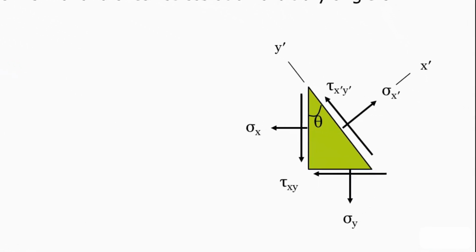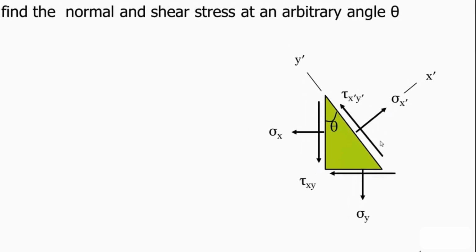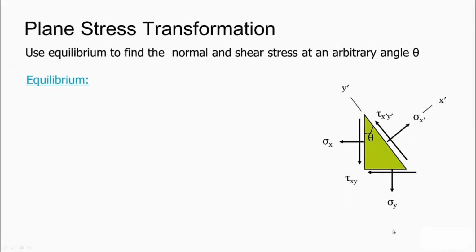What we need to do then is to determine what this new sigma x prime and tau x prime y prime are, our new normal and shear stress in our transformed coordinate system. And we do this by looking at equilibrium. But it's very important to remember that we can't actually directly do equilibrium of stresses. Equilibrium applies to the resultants of stresses. Therefore, we need areas. We need areas for which these stresses act upon.